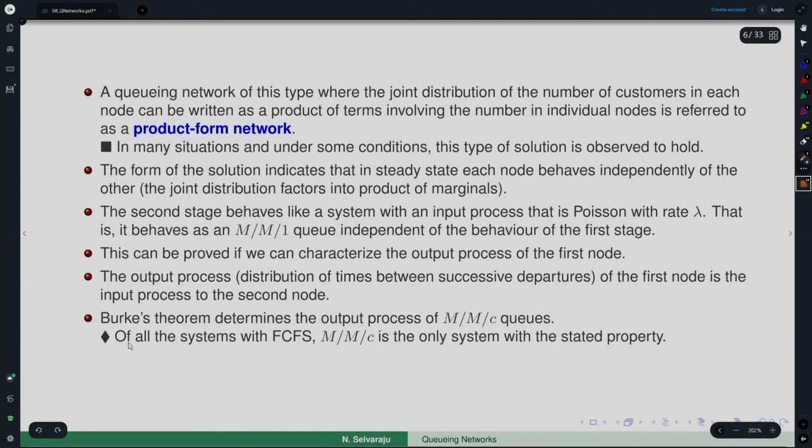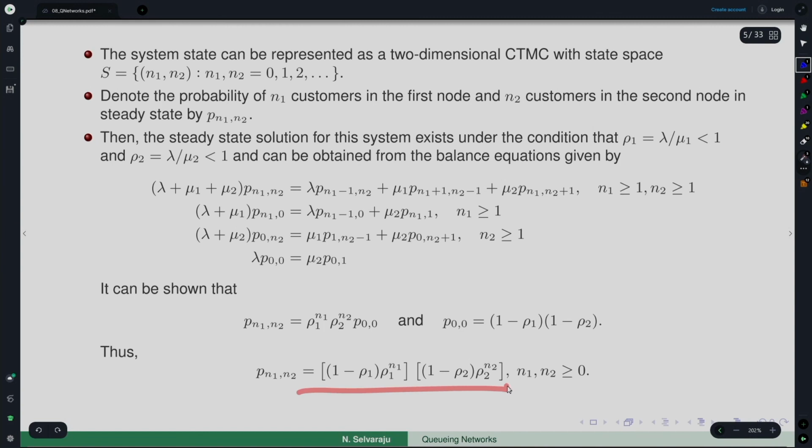Now, how do we characterize it? That is the result known as Burke's theorem, who gave the result in 1956. It determines the output process of the M/M/C queue. What we have considered is M/M/1, but in general it is M/M/C, and it can be shown that among all systems with the FCFS discipline, M/M/C is the only system with the stated property, that the output process is really a Poisson process, exactly the same as the input process to such a system. Once we do that, we have explained why and how this is happening here, and how this is becoming the form that you have here.